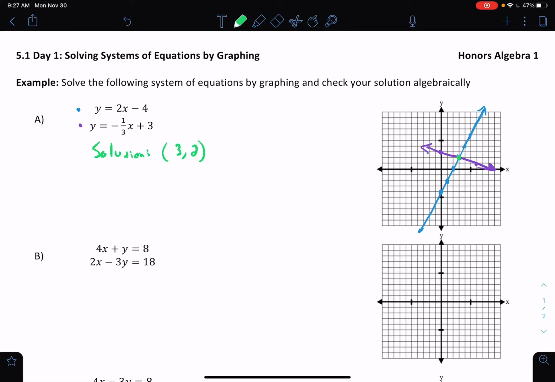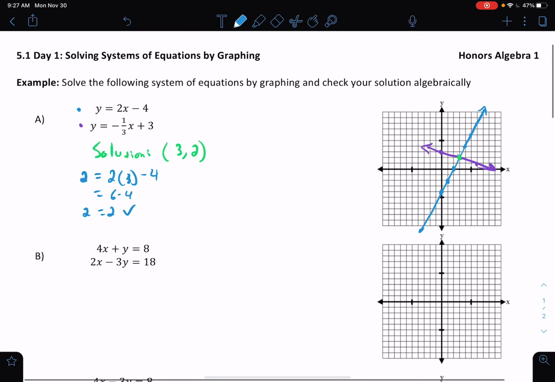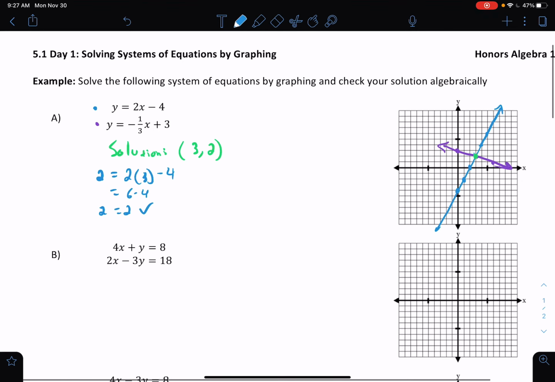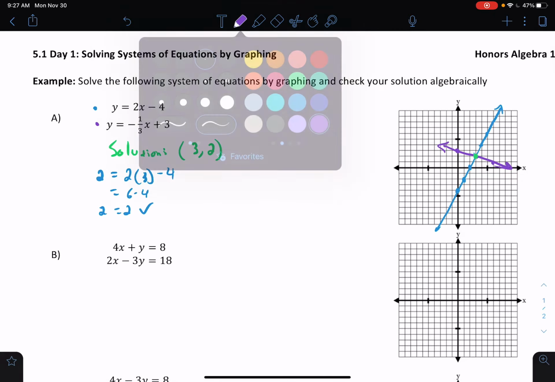And I can check this by plugging them into both equations. So let me get my blue out. For the first line, I plug in 2 for y and 3 for x, and I simplify. So 2 times 3 is 6, 6 minus 4 is 2. So we get 2 equals 2. So it works for the first line. Let's check it for the second.